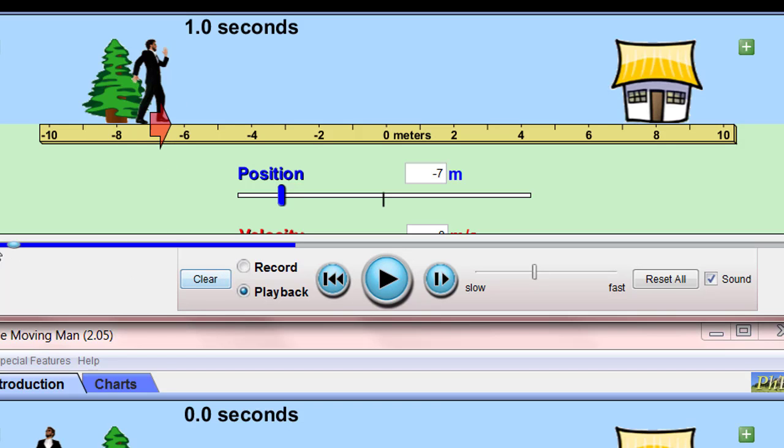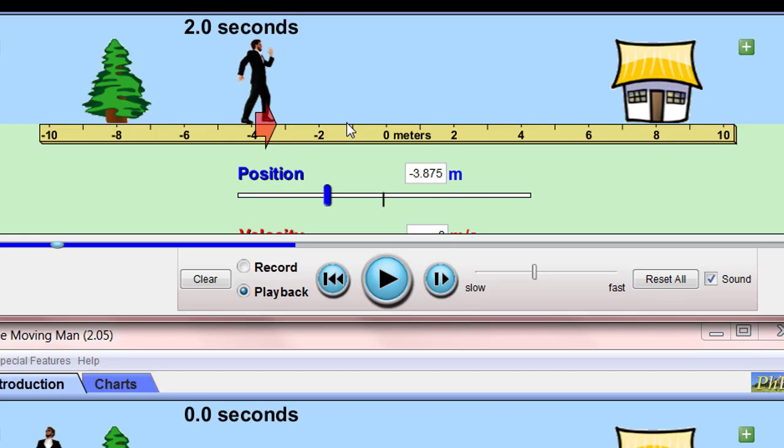So if I were to advance to the next second, ooh, that's exciting. Advance to the next second. Notice how he is now located here at negative 4 meters. And he's a total of 6 meters away from where he started, right? So 6 meters of displacement.